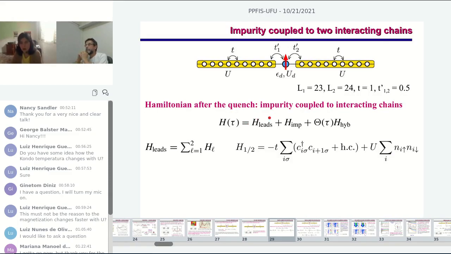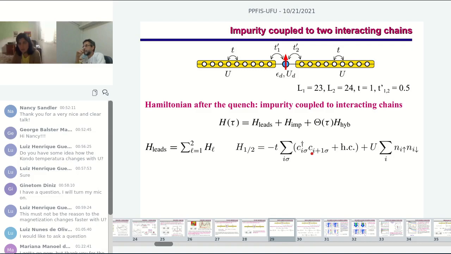I think the next slide is indeed the Hamiltonian that we use to describe this system. So we have one term coming from the two leads, or wires, one term coming from the impurity side, and also the hybridization between them. Since we want the wires to be an interacting system, we use the Hubbard model to describe them. So here is the Hamiltonian for the Hubbard model. That's the one that we use to describe the wires.